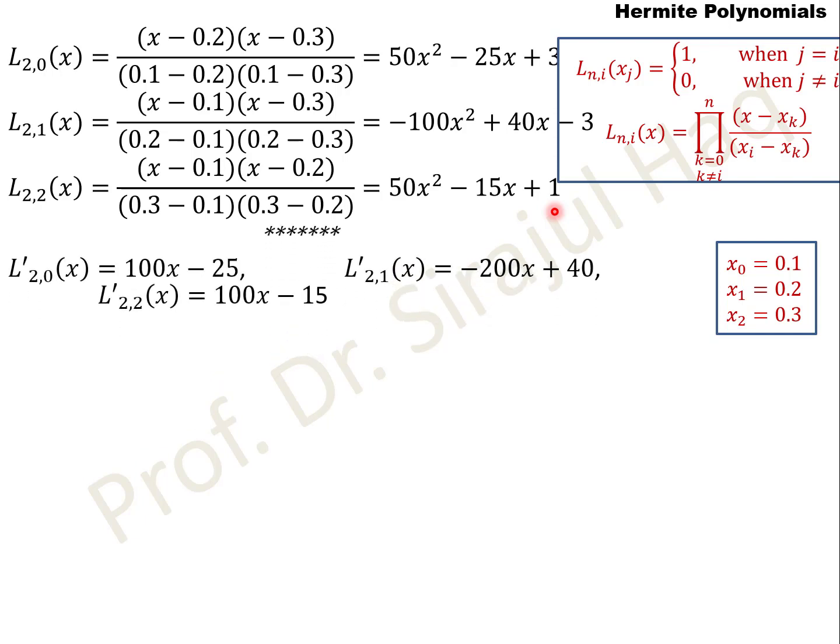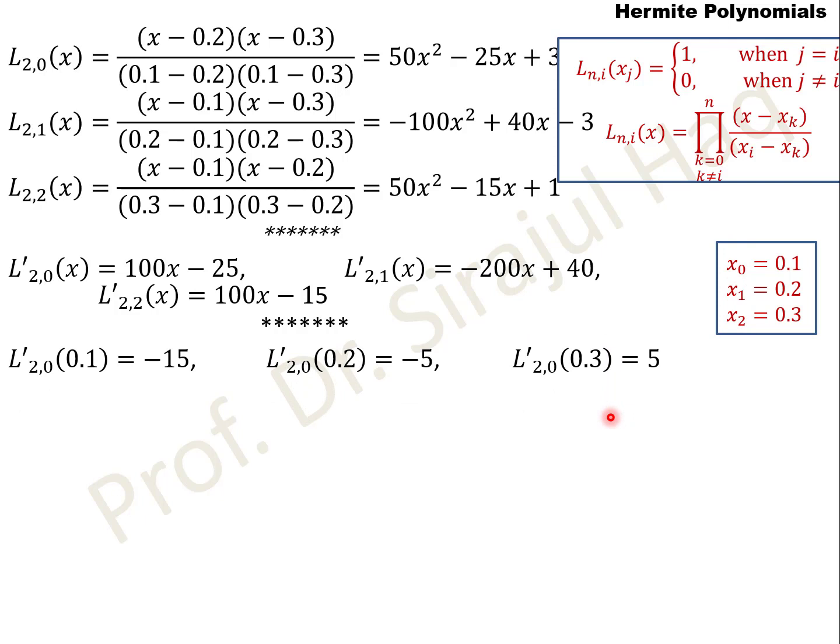Next, we need their derivatives. So L2,0 of x, differentiate this function with respect to x. So you are getting 100x minus 25, which is given by this expression. Differentiate L2,1 with respect to x, you are getting minus 200x plus 40. Differentiate L2,2 of x with respect to x, you are getting 100x minus 15, and that is given by the last expression. Now, let's find out the values of these derivatives at the data points.